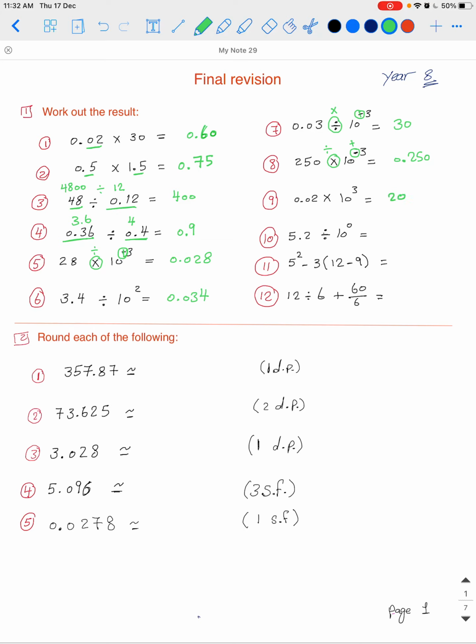Okay. Next one is a division, but it's divided by 10 power 0. And we said anything power 0, except 0 of course, we will get 1. So 5.2 divided by 1, we will get the same number.